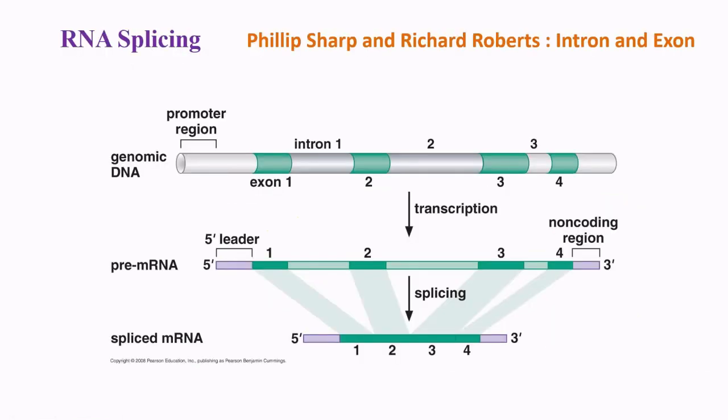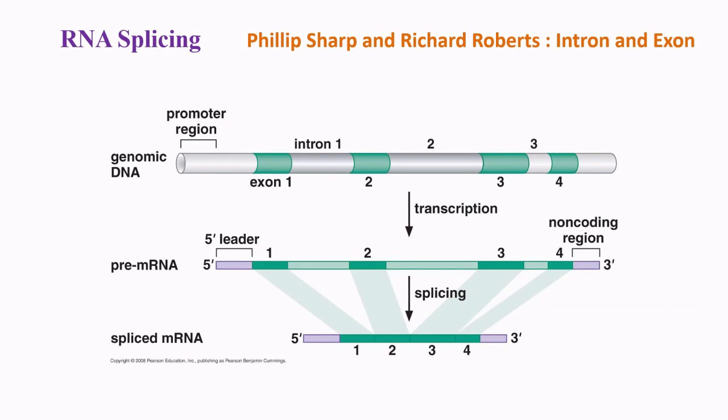So next is RNA splicing. The presence of intron and exon were first discovered by Philip Sharp and Richard Roberts. Exons are the coding region of the mRNA and introns are the non-coding region of the mRNA. During splicing, these introns are spliced out and exons join together to form a mature mRNA. And this mature mRNA, after splicing, is transported out of the nucleus into the cytoplasm, and then translation begins.